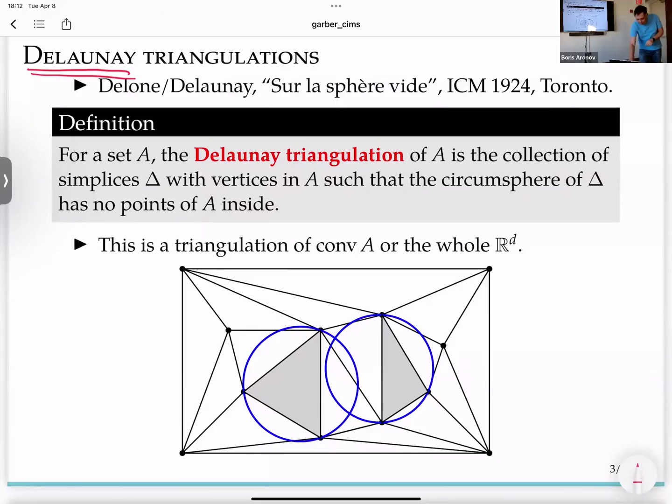And here's an example. This is my point set. All pictures are going to be two-dimensional. If I consider all triangles with empty circumcircles, then I get this triangulation of the convex hull. And it's not obvious why I am going to get a triangulation. First of all, it's not obvious why every point will belong to at least one simplex, or at least one triangle, and why at most one.